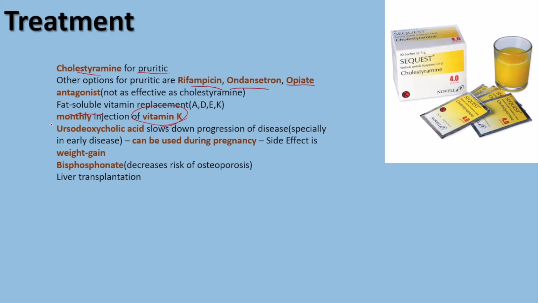And another treatment for primary biliary cirrhosis is ursodeoxycholic acid, and this is actually a very effective drug because it slows down the progression of the disease. It can even prevent progression of primary biliary cirrhosis to liver cirrhosis, and also it can be used during pregnancy. The problem is that it can cause weight gain and puts the patient at risk of diabetes mellitus.